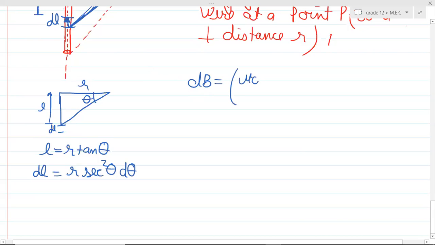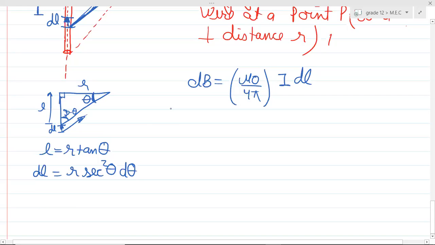So we know the formula: mu naught by 4 pi, I, what was the length of this wire, dl, into sine of theta. But do you remember, theta was basically the angle between the current and the position vector, right? So basically this angle would have been chosen as theta. But since we already named this as theta, then what will this be? Will it be 90 minus theta?